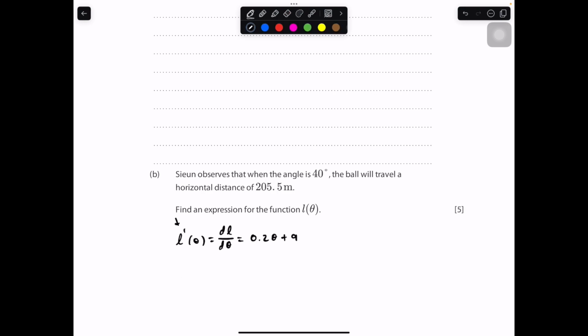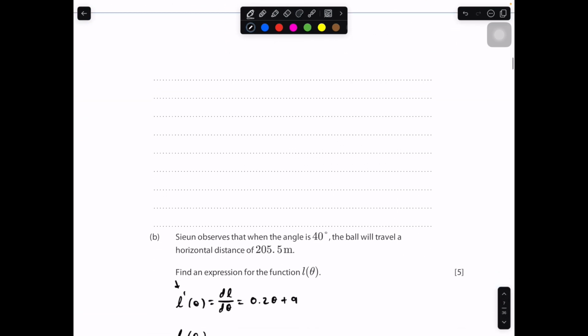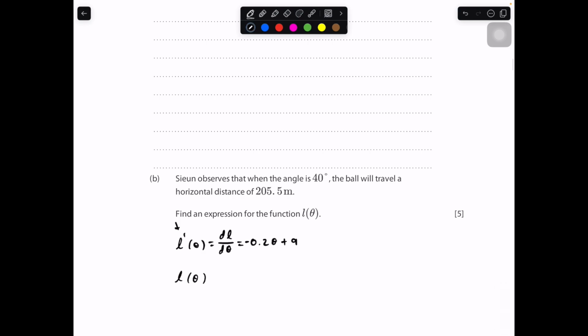So we don't want L of theta, L prime of theta, we just want L of theta. Essentially, we have the derivative, but we want the original function. In that case, we would take the antiderivative. What makes this a difficult question, I think, is that the variables are switched around. Here we're using L and theta, and it's much more common to use dy dx.